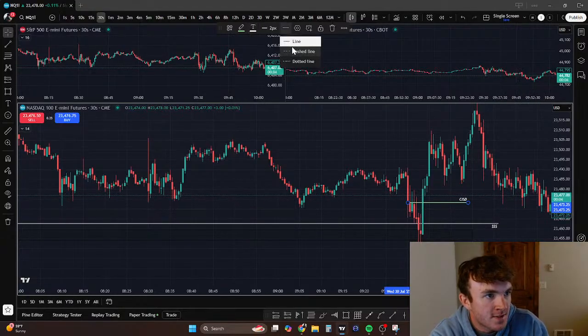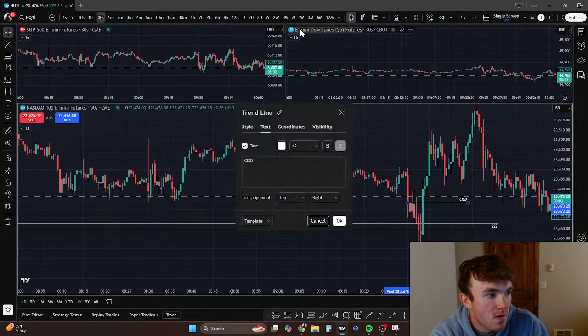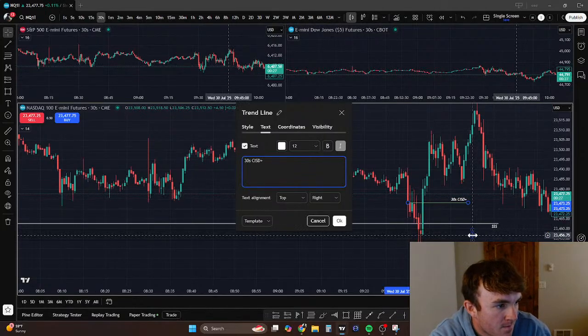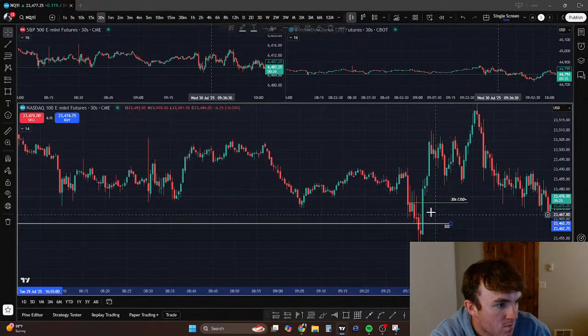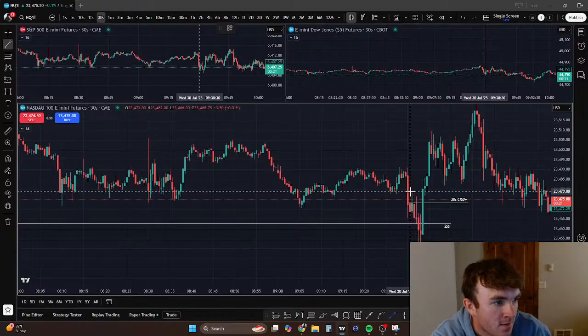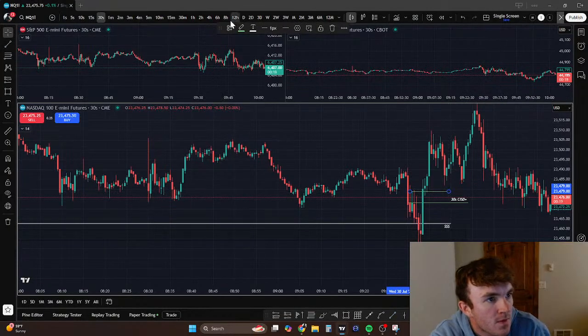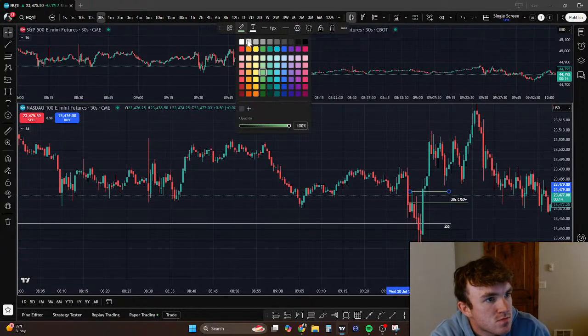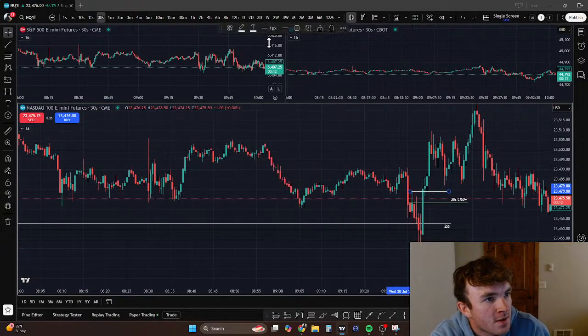So, for instance, here's the wick. I would enter on the retest of the wick. Now, yeah.